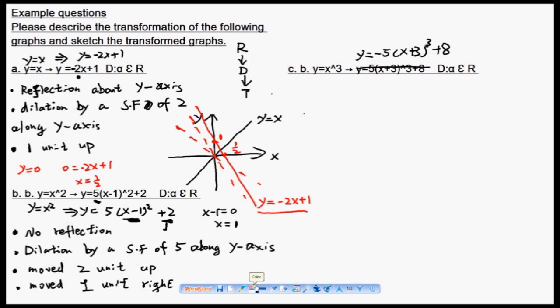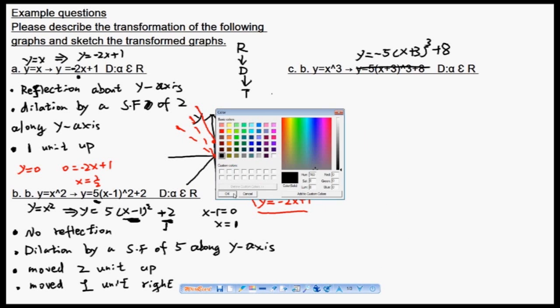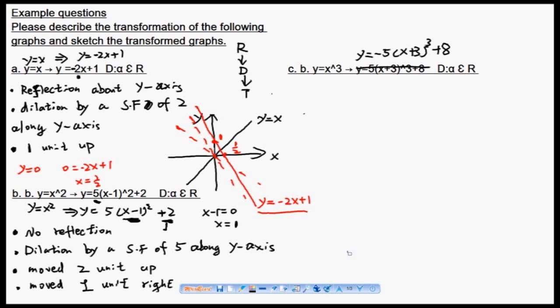Okay, let's sketch the graph there. We know the shape of the standard graph of a parabola is this shape, and there's no reflection, so the shape is unchanged.